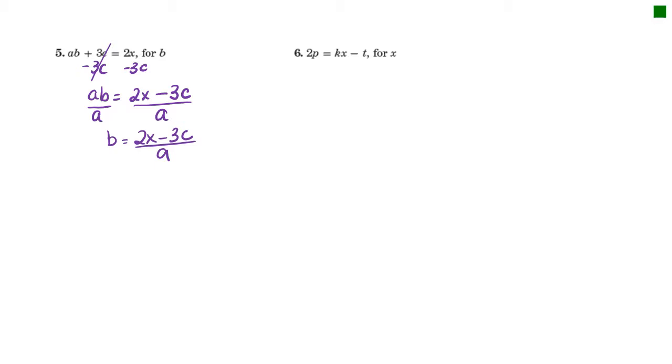I have minus t, so now I'm going to add. Remember, I move away what's right next to the variable last. So here, I'm going to add t, because it's minus t, to this side. So I have 2p plus t. I hate when there's addition and t's in a problem, but anyways, that's my issue. Equals kx. The t's cancel. And now I'm solving for x, so I'm going to divide by the k. And I get x equals 2p plus t over k.